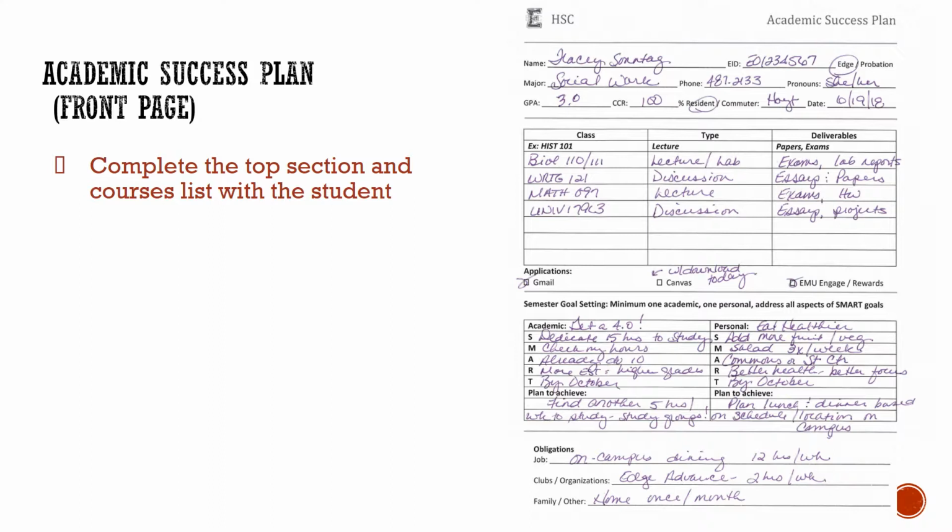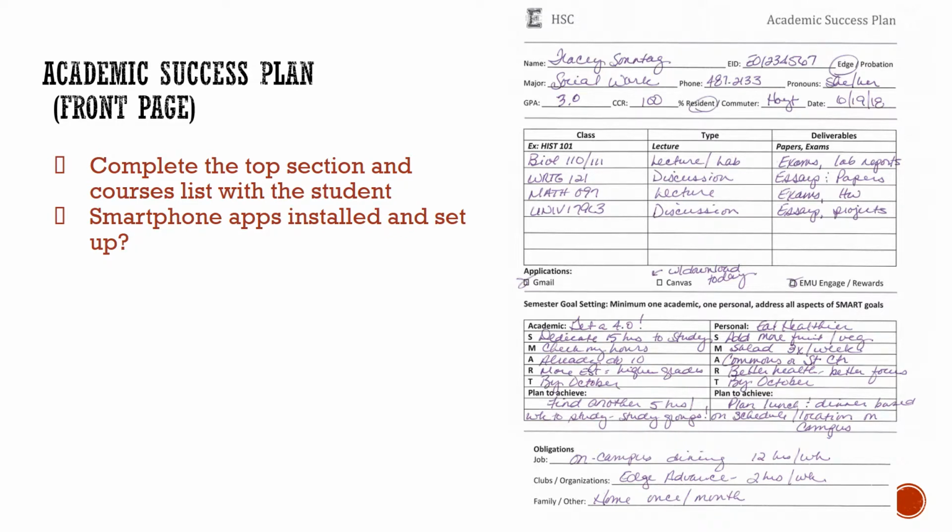On the front page of the Academic Success Plan, you'll complete the top section in the courses list with the student. Talk to your student about the types of courses they're taking this semester. What will they be graded on? What will the class periods look like? Will there be quizzes, discussions, essays, clicker questions?